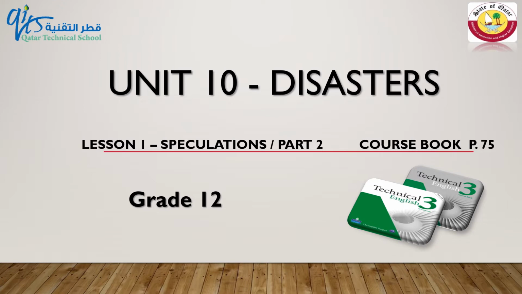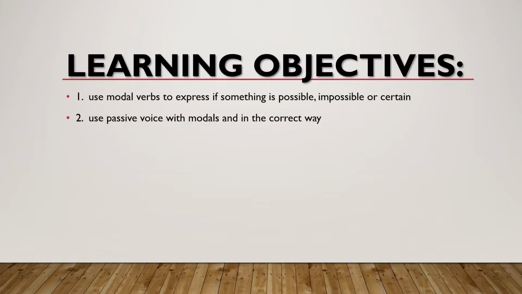Our lesson for today is from Unit 10, Disasters, and this is the second part of Lesson 1, Speculations. Dear students, please go to your course books, page 75, and let's get started. In our learning objectives for today, students will be able to use modal verbs to express if something is possible, impossible, or certain. Number 2, to use the passive voice with modals in the correct way.